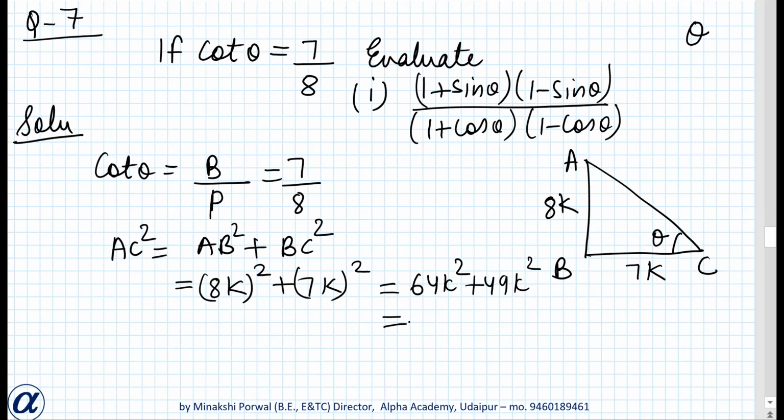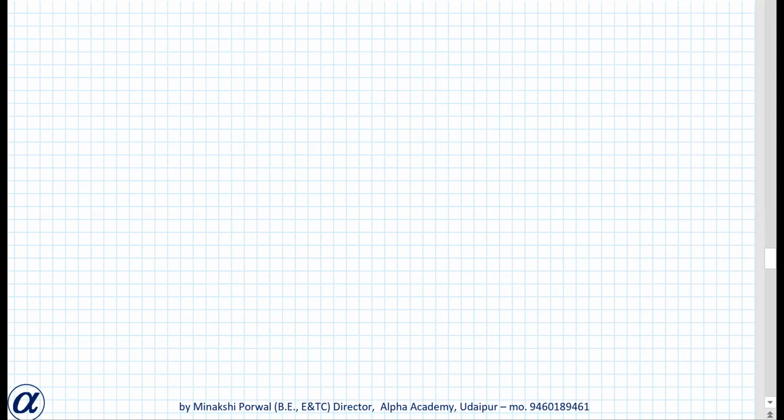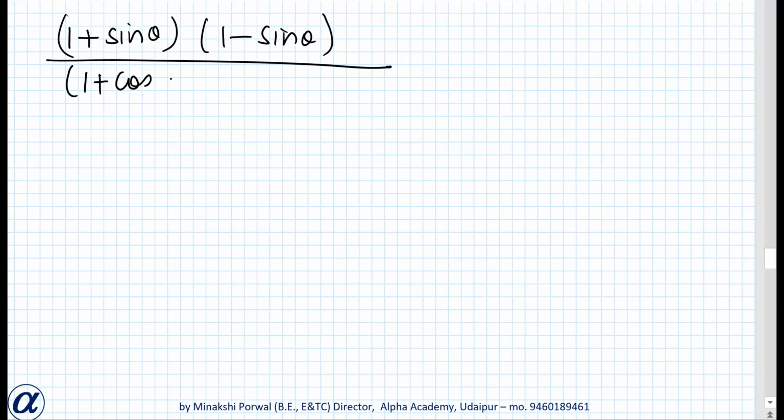What will it be? 64 plus 49 is 113. So it is 113K square, or AC can be written as under root 113K. So AC is under root 113K. Now we have to evaluate this thing. So we'll substitute: 1 plus sine theta, 1 minus sine theta, 1 plus cos theta, 1 minus cos theta.